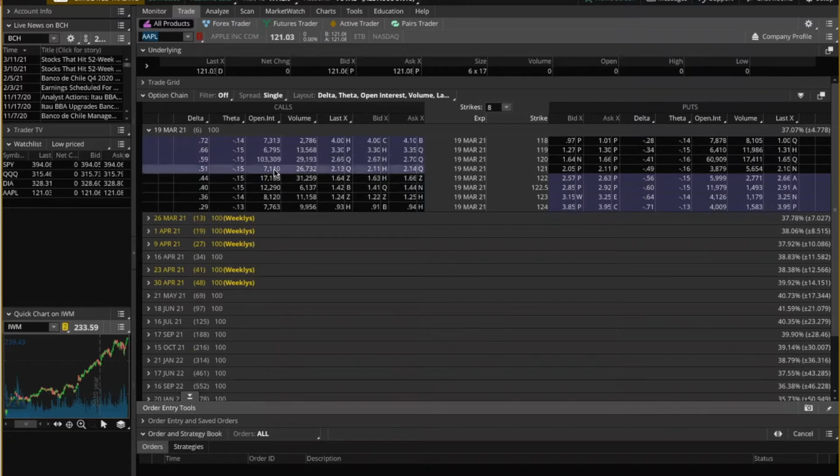Open interest, you see it's a little bit less, it's 7,110. So that means that there's 7,110 people that own this 121 call option, but aren't necessarily actively trading it. So the volume is people actively trading today, and open interest is just the amount of people that own it but aren't necessarily trading today.